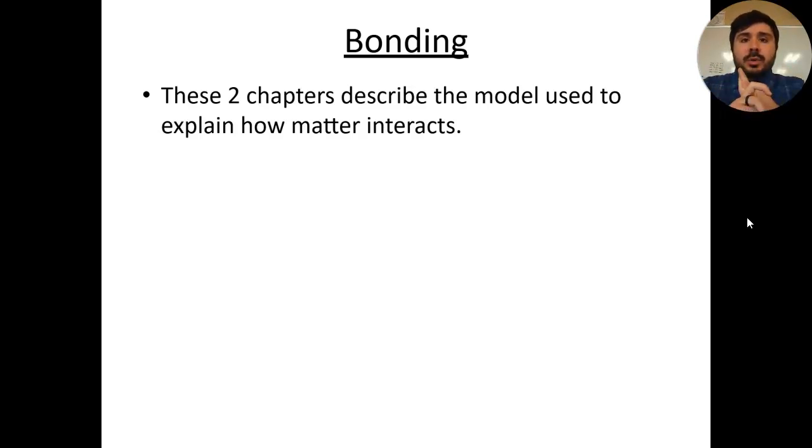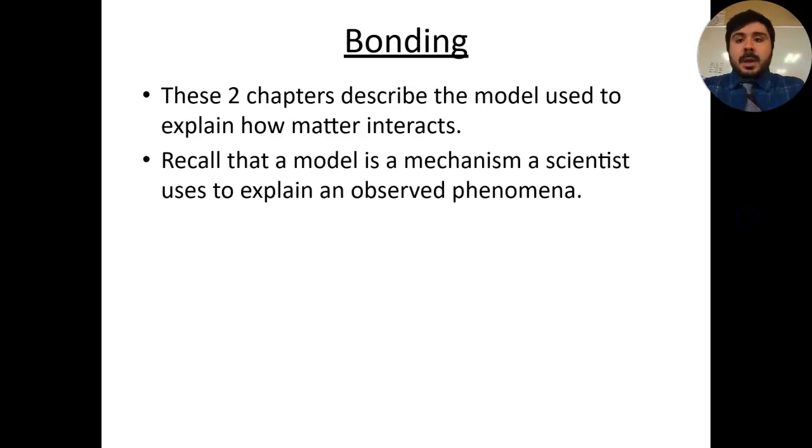And our next chapter, which is ultimately going to be Chapter 10, these two chapters describe the model used to explain how matter interacts with each other. So recall that a model, if you remember way back, is any kind of mechanism a scientist uses to explain an observed phenomena, right? So again, all the different types of models we've talked about in the past, more often than not, the models you guys are utilizing and seeing throughout this class are the models of our lab write-ups, right?